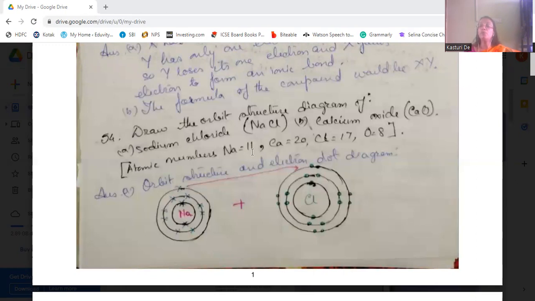So sodium will give away its valence electron, and chlorine will accept that valence electron from sodium to complete its octet. Sodium will give away only 1 valence electron, and chlorine will accept only 1 valence electron. So both will have a single charge. Sodium, as it is giving away its electron, will form a single positive charge, and chlorine, as it is gaining 1 valence electron, will have a single negative charge.